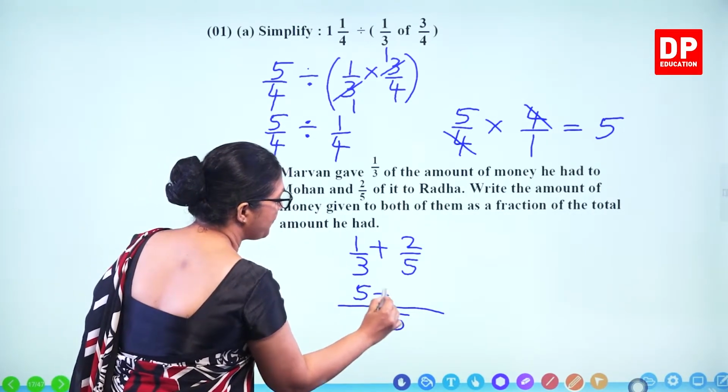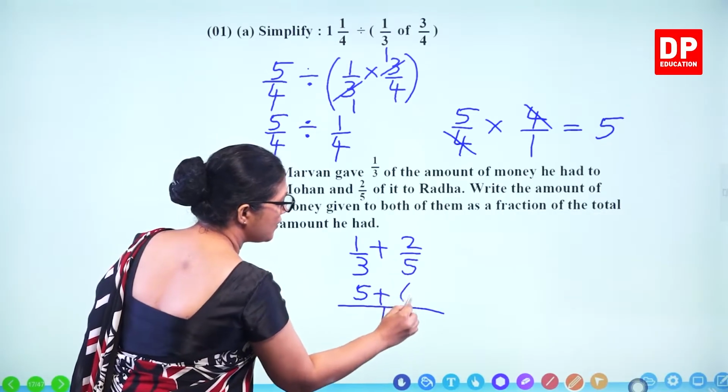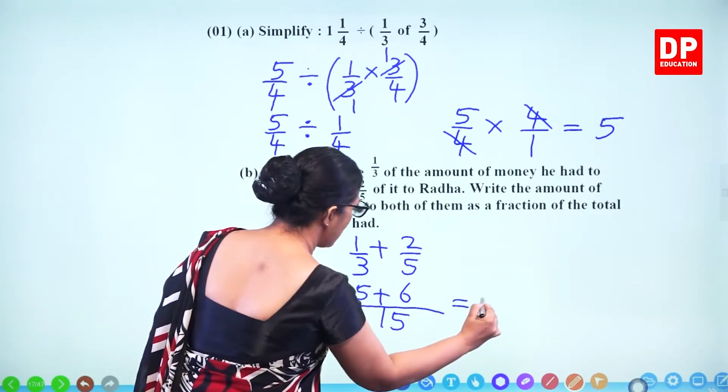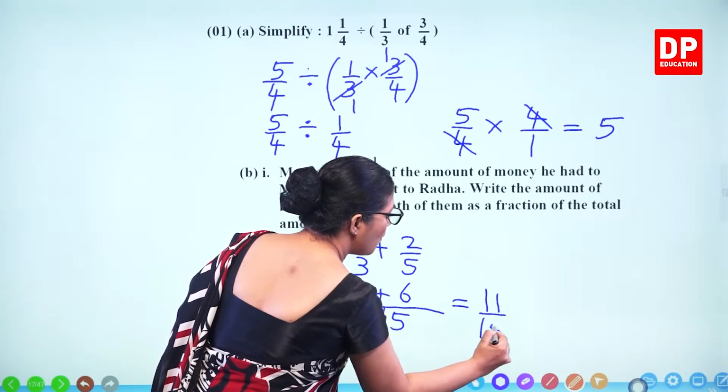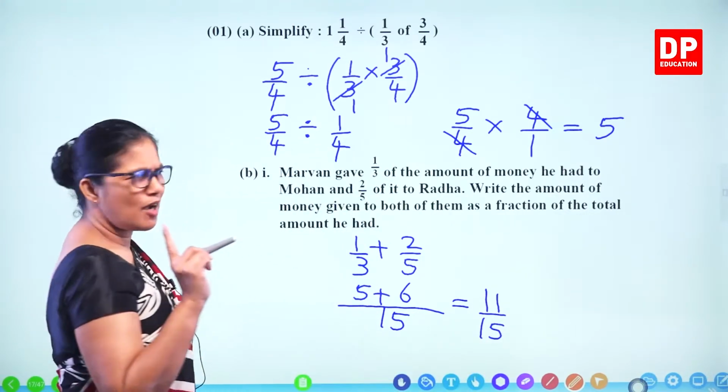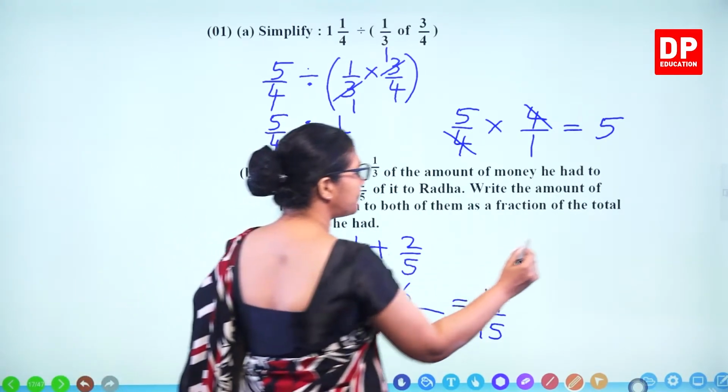Multiply by 5. This one multiplied by 3, you get 3 times 2, 6. 6 plus 5, 11 over 15. Again, how you find out the lowest common multiple?